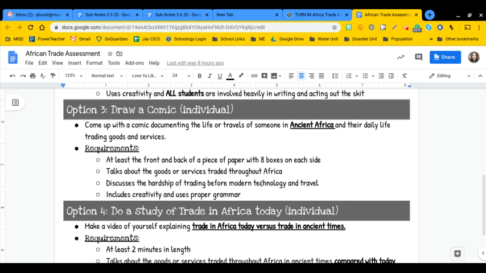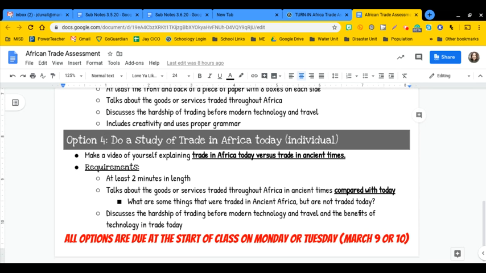But that's the comic, and I do have a couple examples that I left with the sub to show you what I'm looking for on that one. Okay, last option. Option 4 is to do a study of trade in Africa today. This one is individual as well. It says make a video of yourself explaining trade in Africa today versus trade in ancient times.